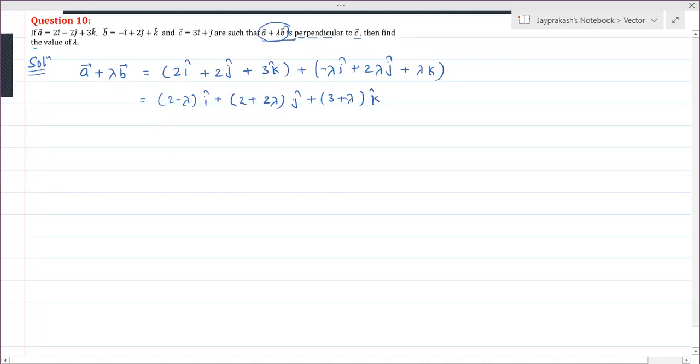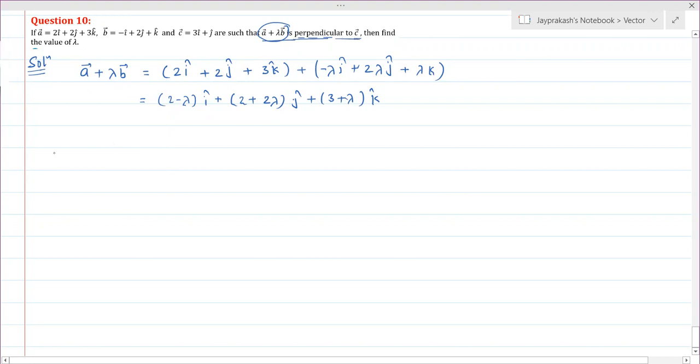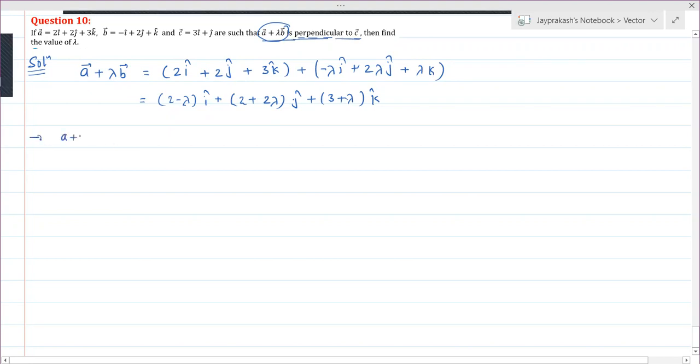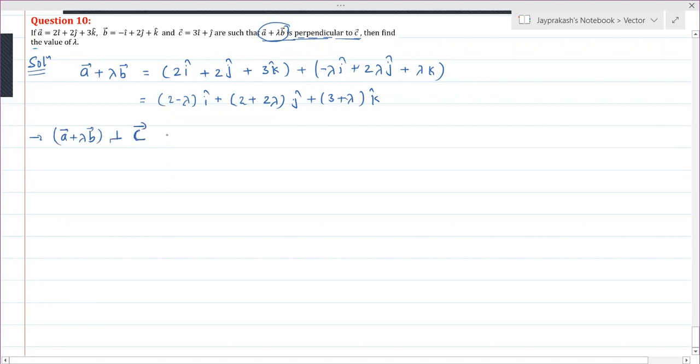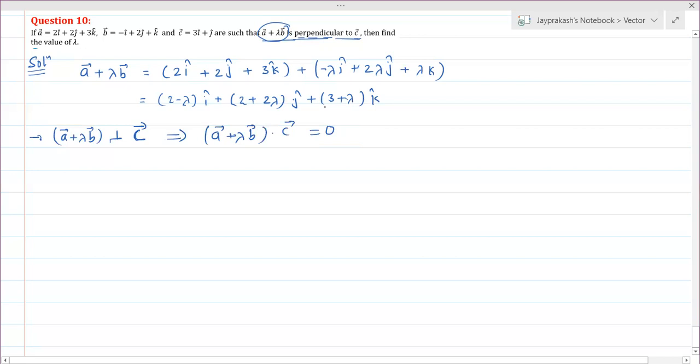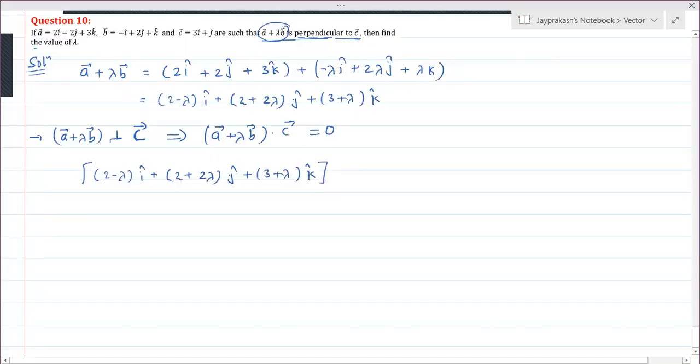It is given that A plus lambda b is perpendicular to C. So that means A plus lambda b is perpendicular to vector C. So from this statement, you can say that when two vectors are perpendicular, then the dot product of both the vectors will be 0. So now you have to find the dot product of A plus lambda B with vector C. Vector A plus lambda B, now dot product with the vector C.